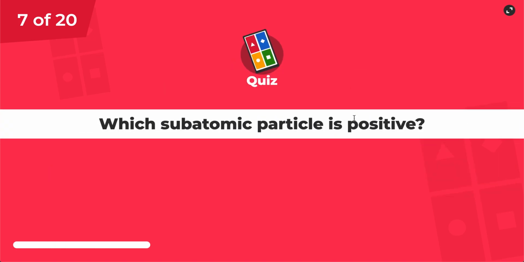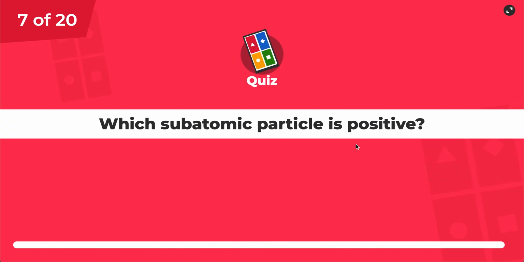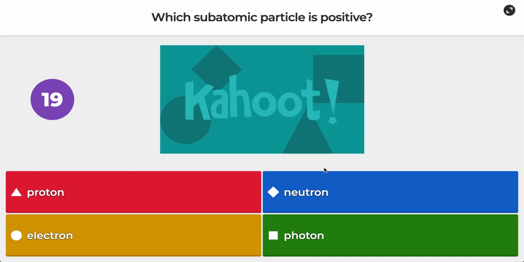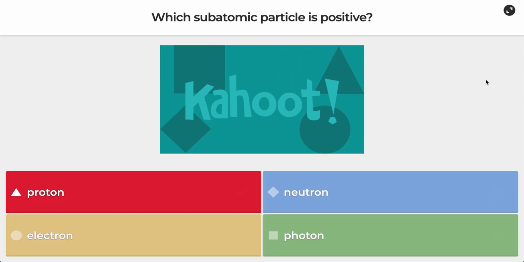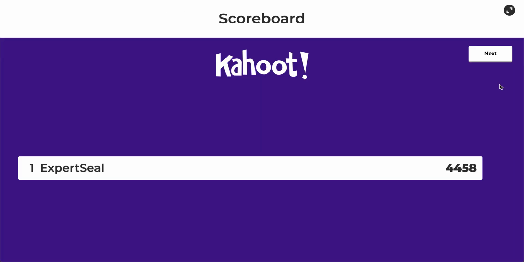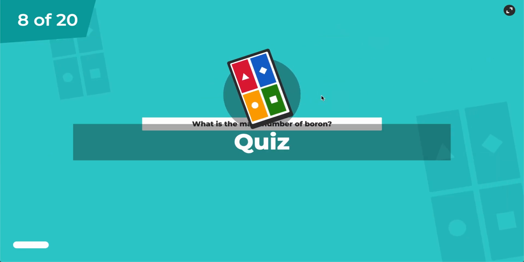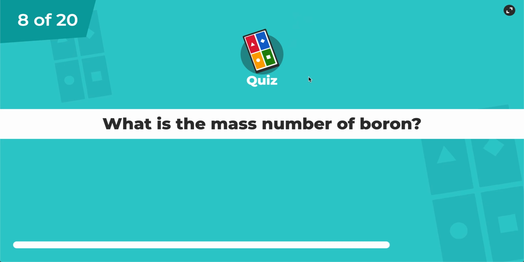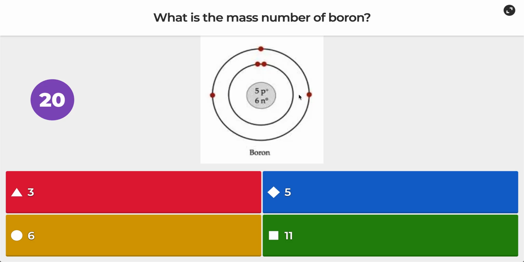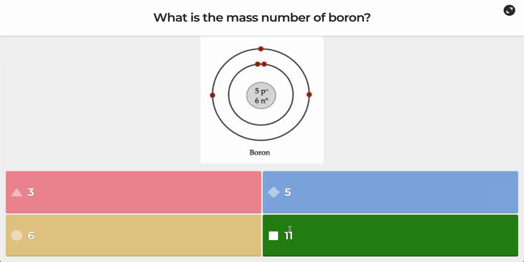Next question. Which subatomic particle is positive? Our positive subatomic particle is going to be our proton. All right, next up. What is the mass number of boron? For this one, I've given you a Bohr model of boron, and remember that the mass number is going to be the number of protons plus neutrons, so it's going to be 5 plus 6, which is 11.